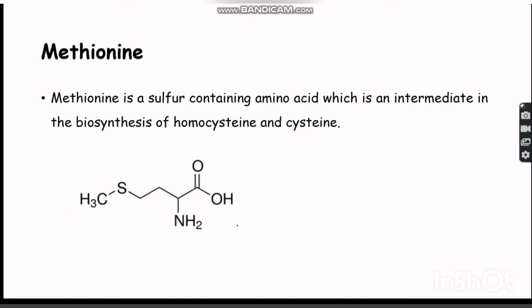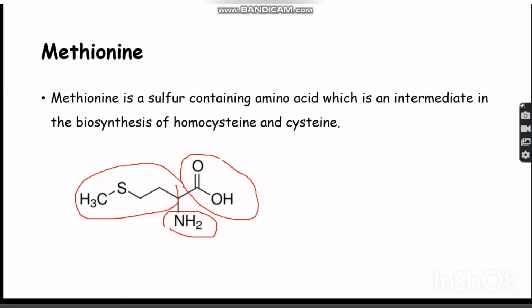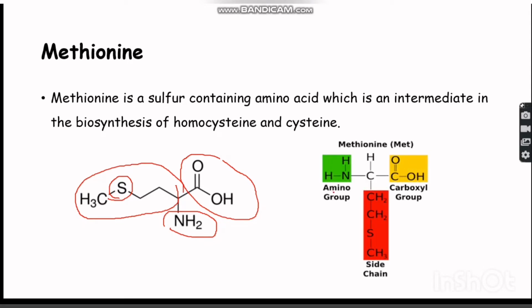This is the structure of methionine. As you can see, this is the amino group, this is the carboxylic group, and this is the side chain. The side chain contains this sulfur atom. This is the whole structure of methionine. Here, the same amino group, carboxylic group, and the side chain contains the sulfur atom. So methionine acts as an intermediate in the biosynthesis of homocysteine and cysteine.